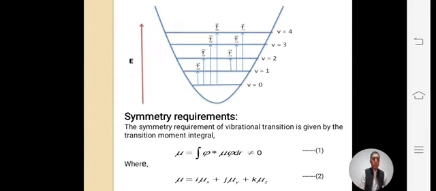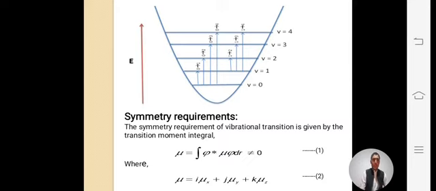The figure shows the vibration of a diatomic molecule where the levels are denoted by vibrational quantum numbers, and we represent the potential energy for the harmonic oscillator. The transition from 0 to 1 is fundamental, but the transitions from 0 to n, where n is larger than 1, are called overtones, and transitions from 1 to n, where n is larger than 1, are called hot transitions or hot bands.